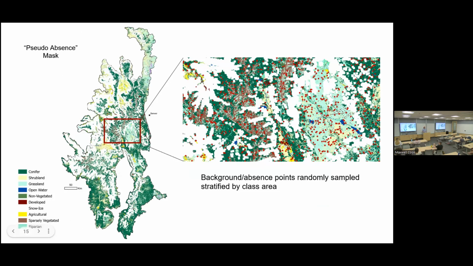And then we did a stratified sampling within Landfire classification to account for the variation in all the different land cover types outside of our aspen forests, right? So stratified by land cover class, which means if there's more conifer, then there's going to be more background points in the conifer forest.